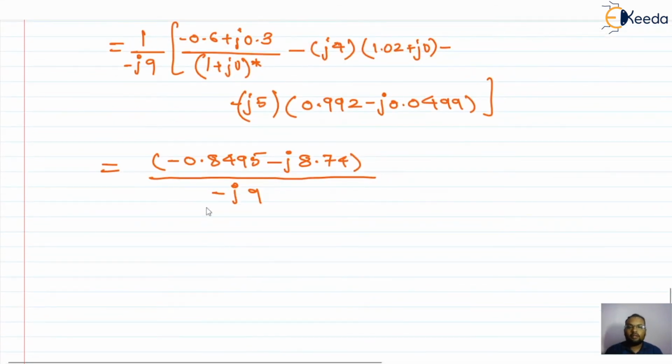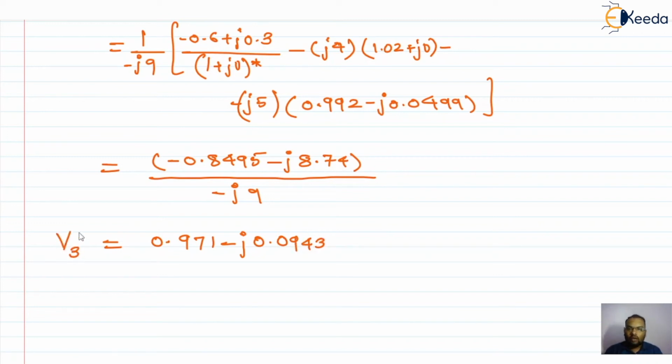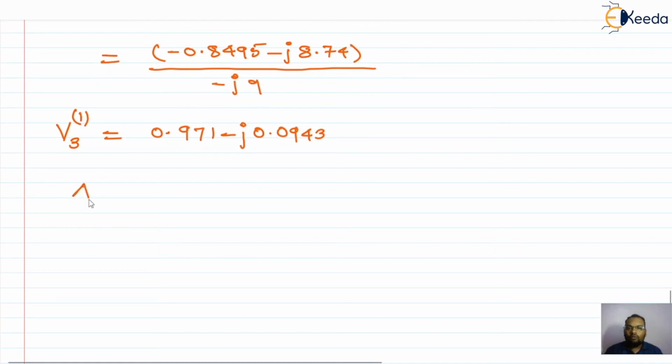You just solve this, you will get 0.971 minus j0.0943. This is the value of the voltage at bus 3 in the first iteration. But as the acceleration factor is given, we have to find the accelerated value of the voltage at bus 3 after first iteration. So to get this value, again we need to find out the change in voltage in first iteration, and it is nothing but voltage in the first iteration at that bus minus voltage in the earlier iteration on the same bus.